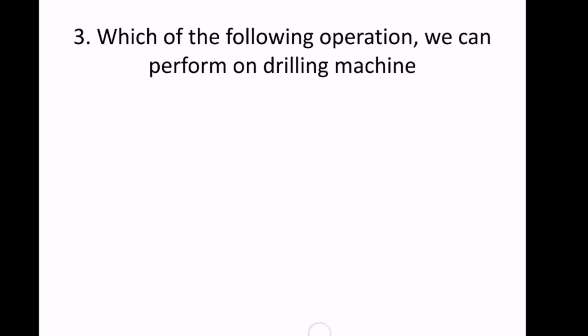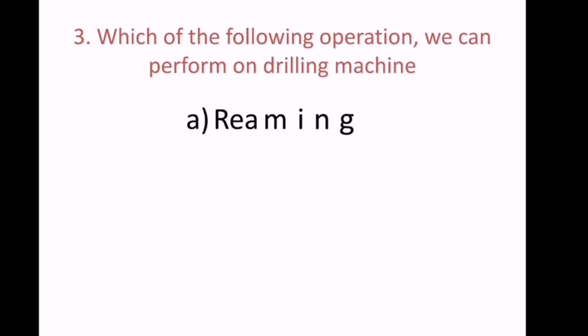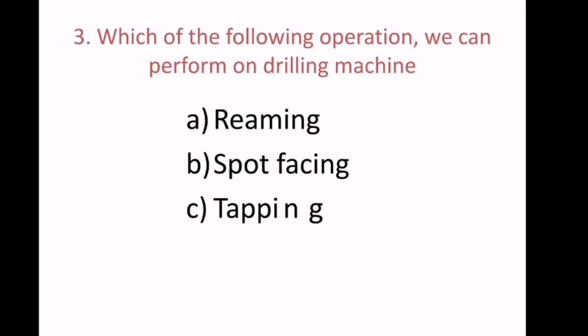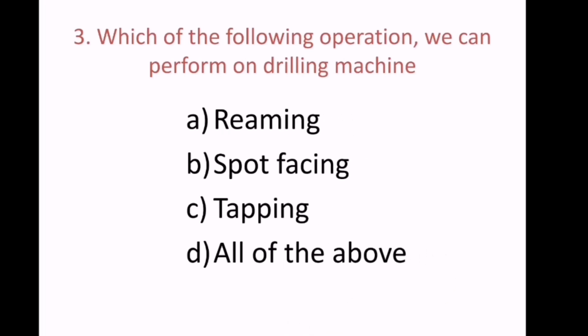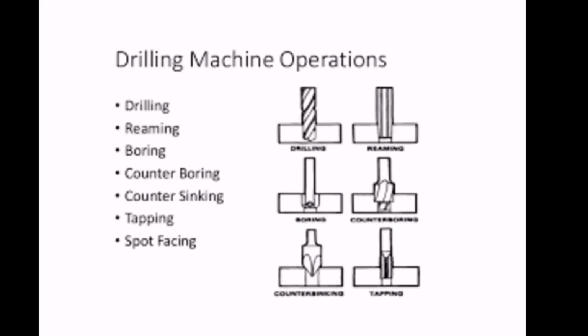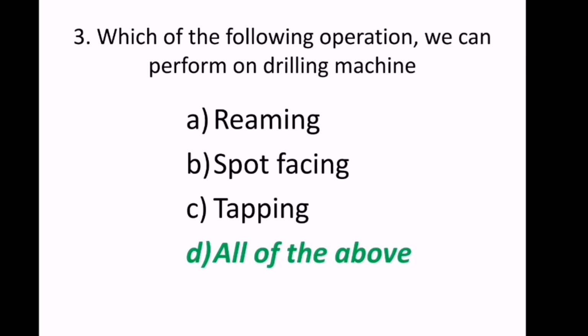Third question reads, which of the following operations can we perform on a drilling machine? Reaming, spot facing, tapping and all of the above. Before going to the correct answer, the operations are drilling, reaming, boring, counter boring, counter sinking, tapping, spot facing. These are all the operations done by a drilling machine. Hence the correct answer is all of the above.